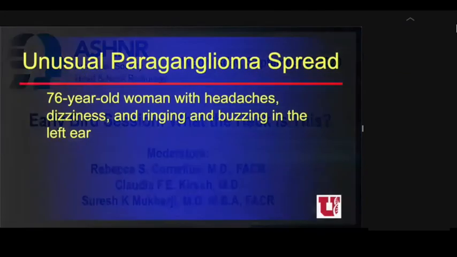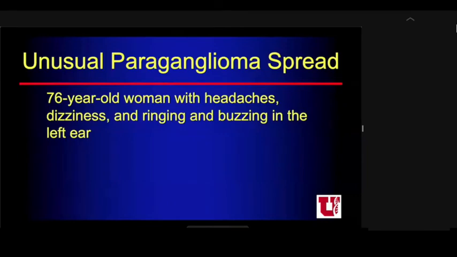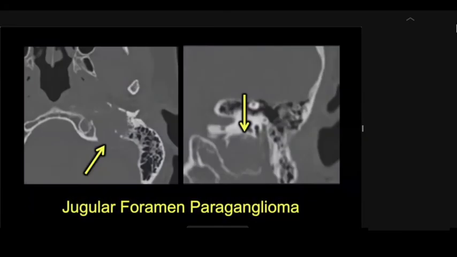Hello, everyone. My name is Kaylin Riley, and I'm a neuroradiology fellow at the University of Utah. Today I'm going to be very briefly sharing a case we had of a paraganglioma that showed an unusual pattern of spread. Our patient was a 76-year-old woman who came in with a chief complaint of headaches and dizziness, and also reported some ringing and buzzing within the left ear. Temporal bone CT was done, which showed a mass centered at the left jugular foramen with associated permeative and destructive changes of bone, classically seen with jugular foramen paraganglioma.